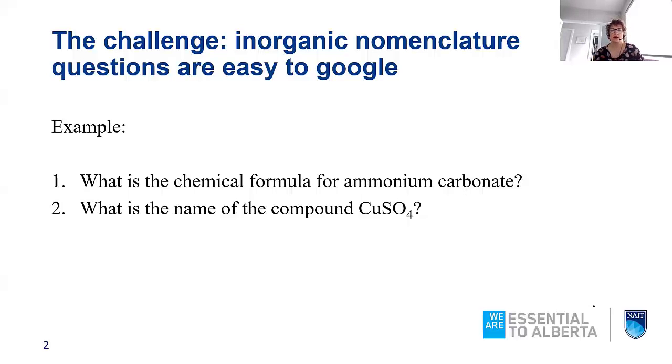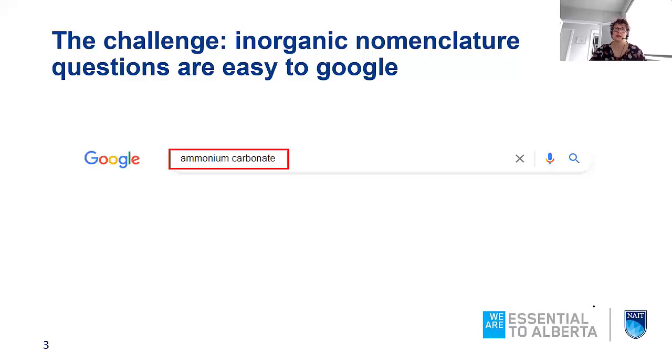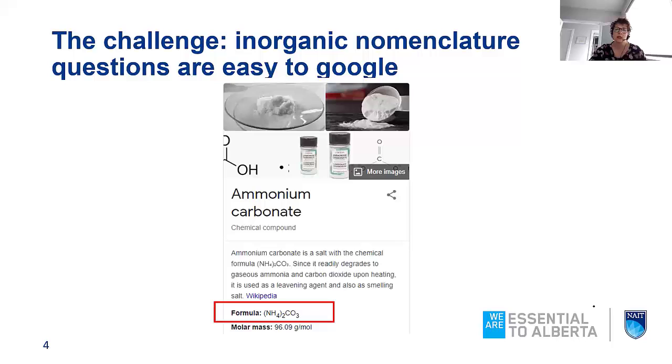So the challenge that I faced very early on in one of my courses, I have a few entry level courses teaching inorganic nomenclature, and the answers are just very easy to Google. For example, if you ask a question like, "What's the chemical formula for ammonium carbonate?" or "What's the name of the compound CuSO4?" It takes the student 10 seconds to type it into Google and get the answer.